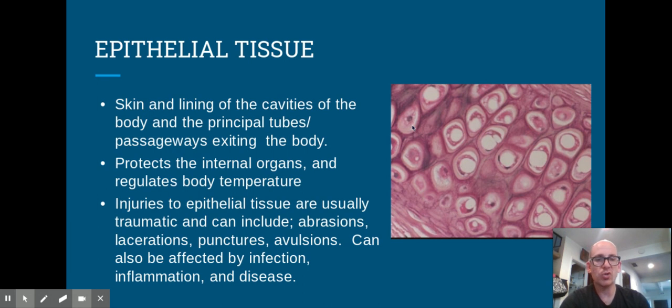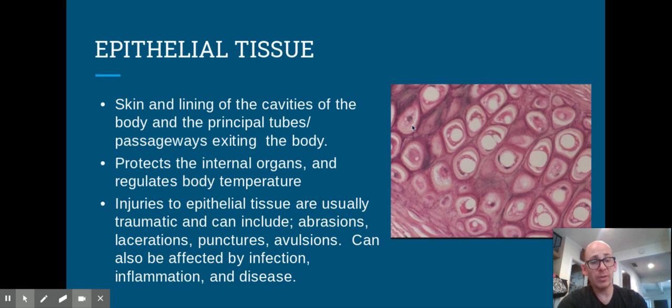Epithelial cells help control temperature. The epithelial tissue will move blood supply away from the skin or towards the skin as we need to control temperature. As blood goes towards the skin, we lose heat. As the blood is held inside, we hold on to it.